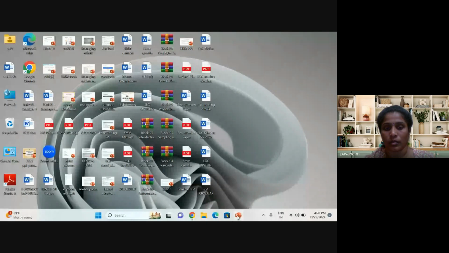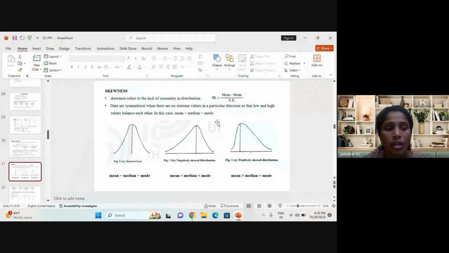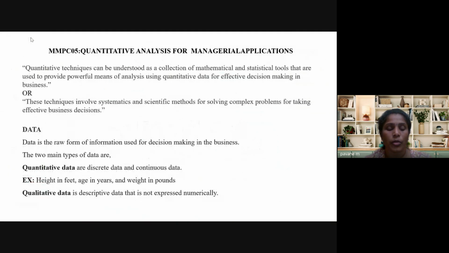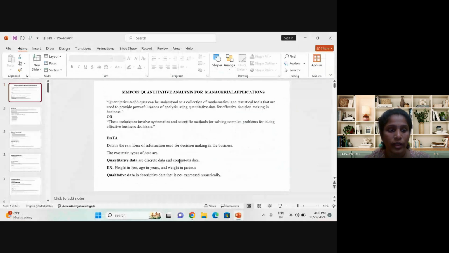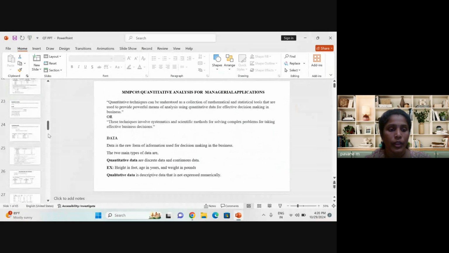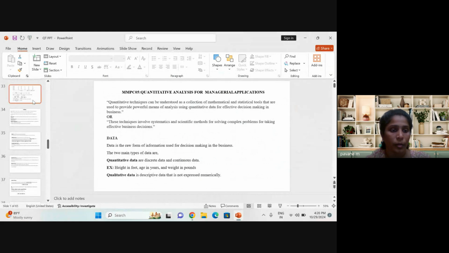Good evening, everyone. So today is the second section for quantitative techniques. Now we will start the section. In yesterday's class, we discussed measure of central tendency and measure of variance. And in today's class, we will discuss skewness and probability, theories of probability, distribution of probability.